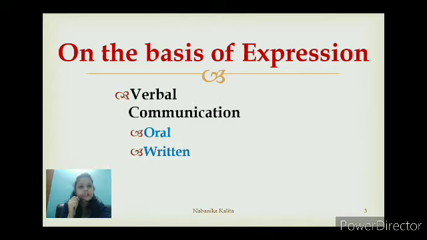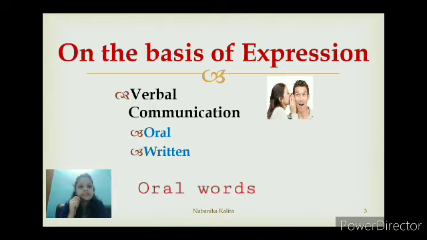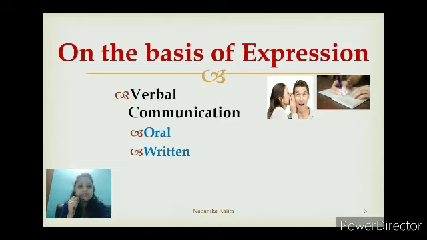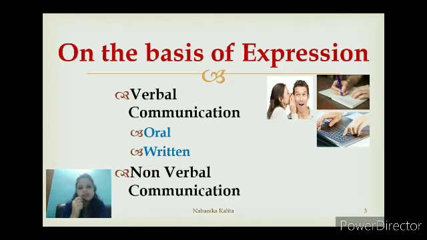It can also be divided as oral. That means when we directly use spoken words, like I am doing now, that is oral communication. And it can also be written, in the form of writing a letter or typing. So verbal communication can be oral or verbal communication can be written.